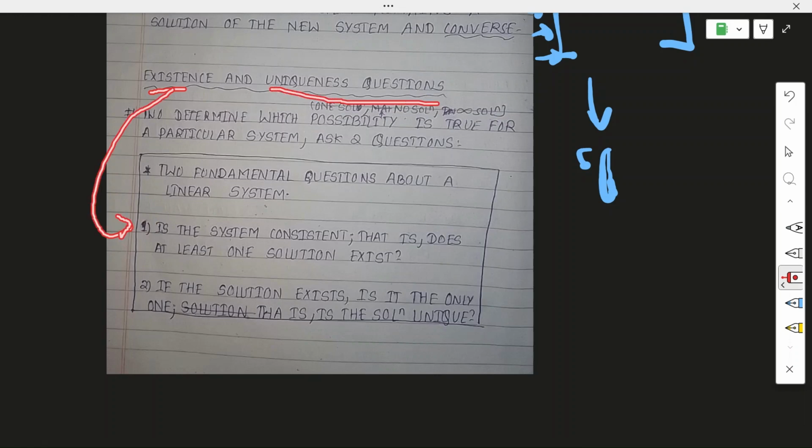And the uniqueness question: if the solution exists, is it the only one? If there is one solution, then it is unique. If there are many, it is not unique. So the uniqueness question is for only one solution. If it is existence, it is for one solution and infinitely many solutions, but not for no solution. So these two questions complete the existence and uniqueness questions.